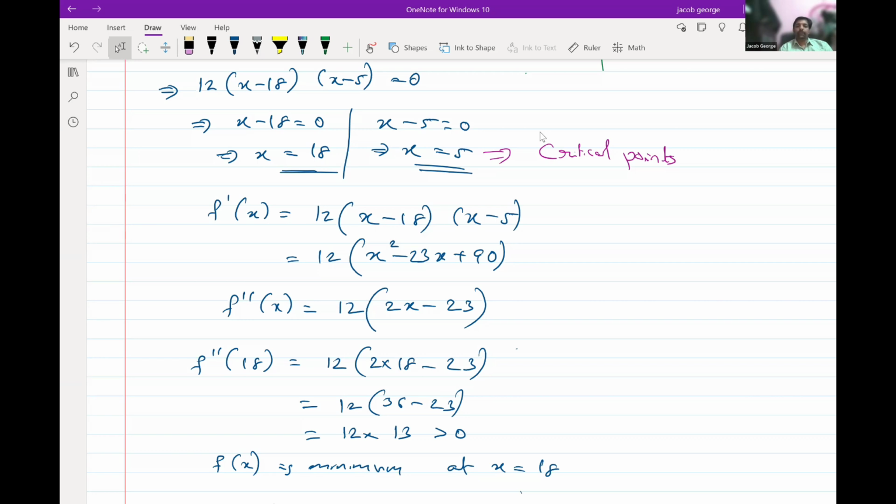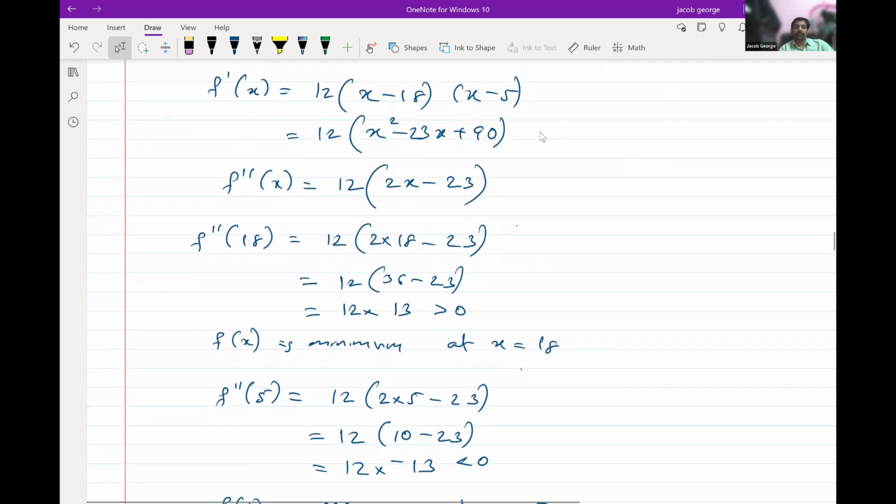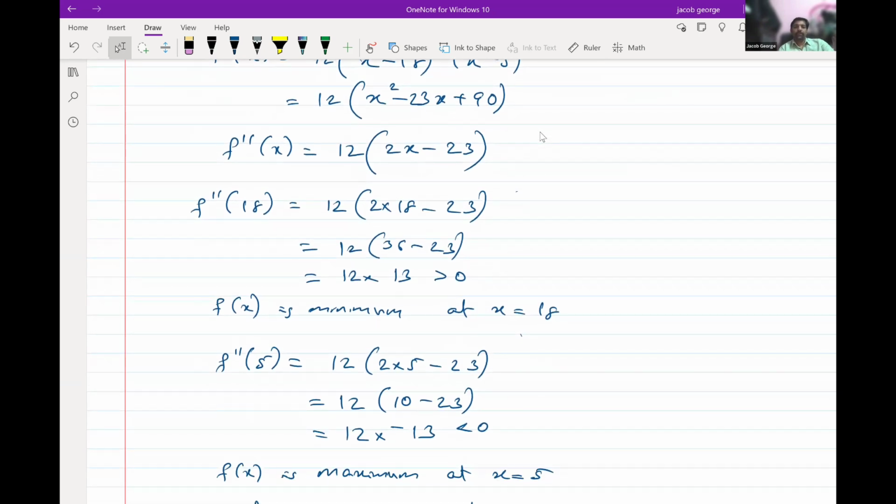Okay, so then we substitute x is equal to 5. When you substitute, we get f double dash 5 is 12 into 2 into 5 minus 23. That is 12 into minus 13, which is less than 0. That means f of x is maximum at x is equal to 5.